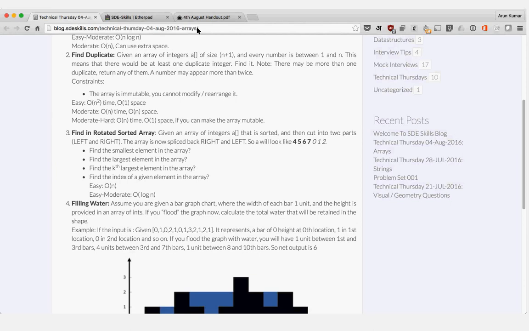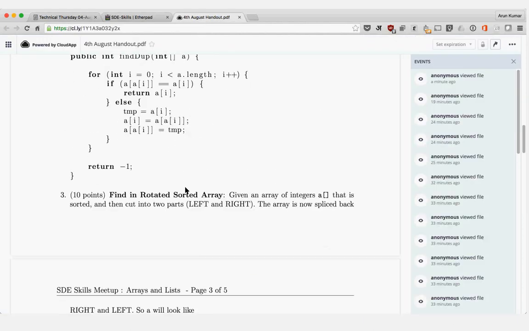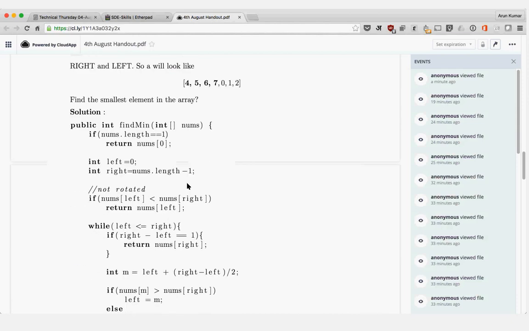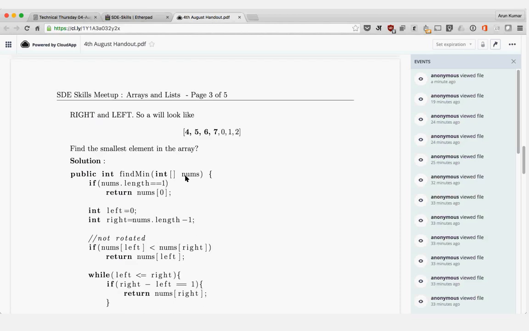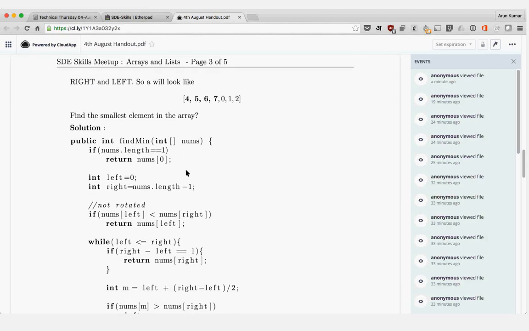Just a request. Can we do it on Etherpad because I'm a little confused with this? Okay, so do you have the handout actually? Yeah. Okay, I assume that everyone has the handout. So you can go to page 3. There you have the solution.